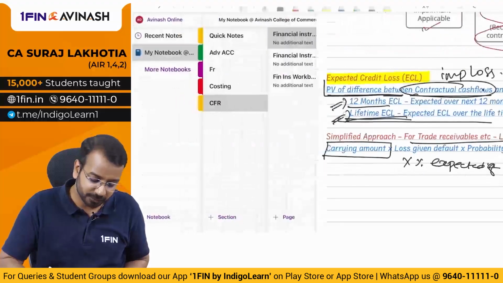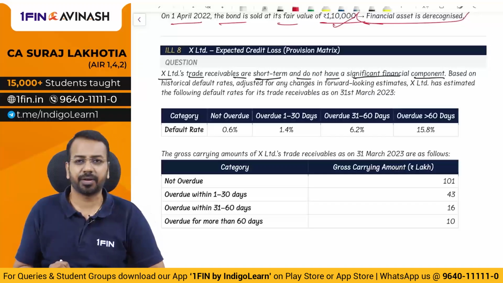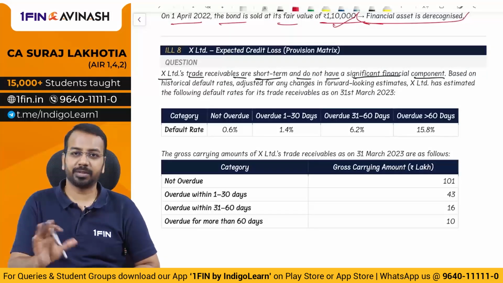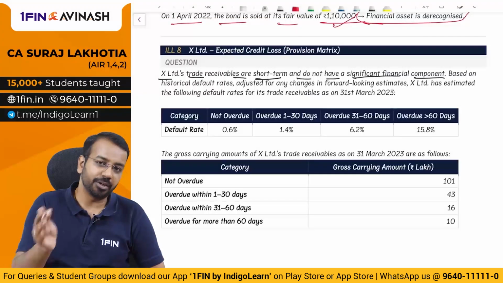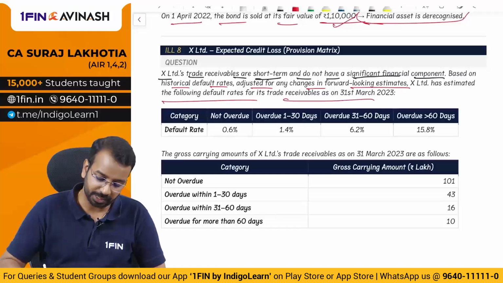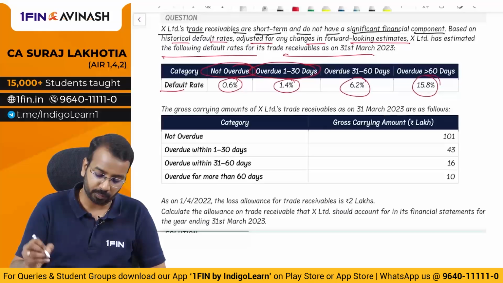Let's look at few questions. X limited trade receivables are short term and do not have significant financing component. When they don't have significant financing component, means there is no interest component. So we don't need to calculate present value of contractual cash flow differences. We can use a simplified approach. Based on historical default rates adjusted for change in forward looking estimates, the following default rates have been estimated. Default rate for not overdue category 0.6, 1 to 30, 1.4, 6.2, 15.8.